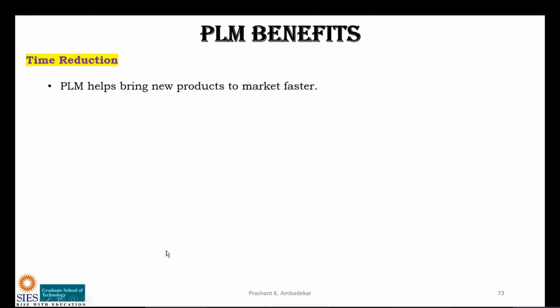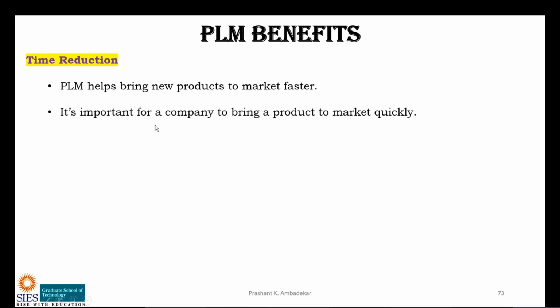Then time reduction: the time required to bring the product to the market, that is the initial time, the time of design, can be reduced. And here collaborative engineering can be used so that the design is done quickly. It's important for the company to bring a product to the market quickly. If the product is not brought quickly to the market, what will happen? Another competitor may bring the product to the market, and that product will be sold before your product is launched.